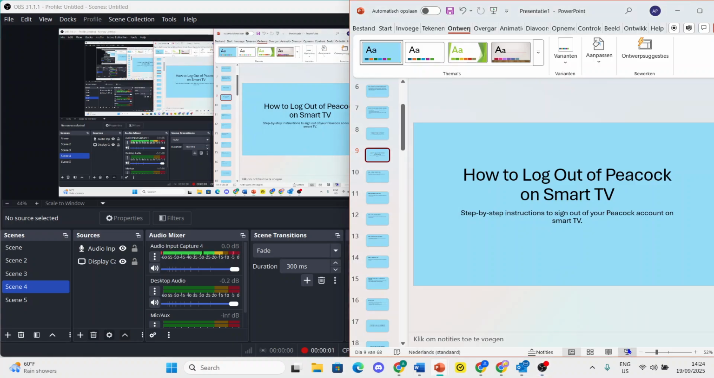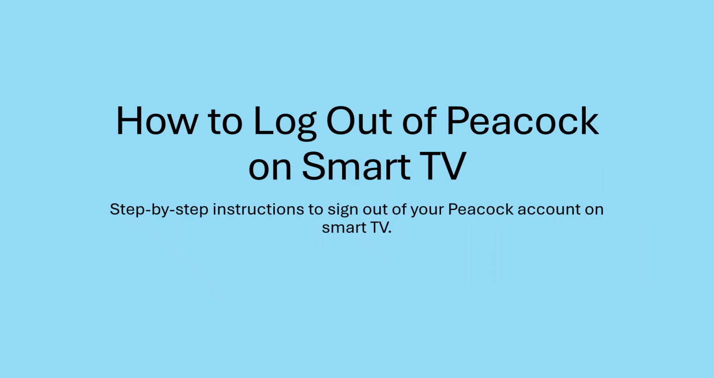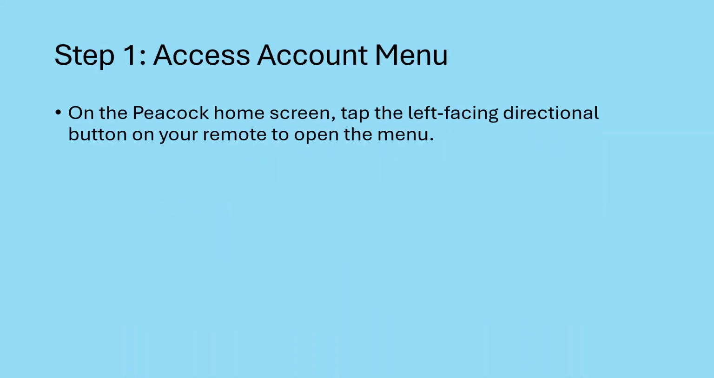In this video, I'll show you how to log out of Peacock on Smart TV. Step 1. Access account menu. On the Peacock home screen, tap the left-facing directional button on your remote to open the menu.